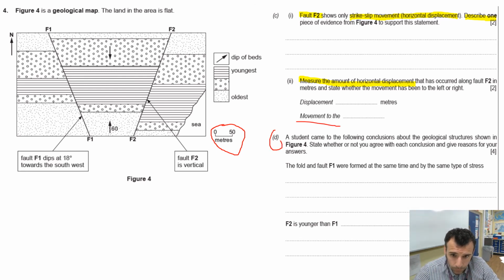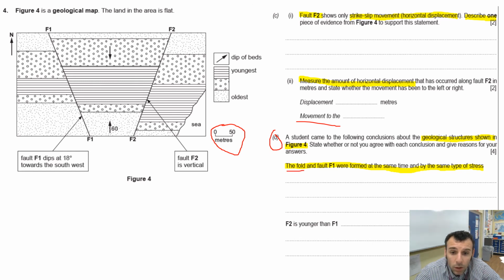So on to D. A student, this is a very common type of question. You've seen these before. You've got to evaluate their conclusions. Basically, are they right or not? And that's a key skill to be able to do. So they have said that the geological structures shown in figure 4 are the following. The fold and fault F1 were formed at the same time and by the same type of stress. Okay, so this is in relation to stress component, and we need to think about that.